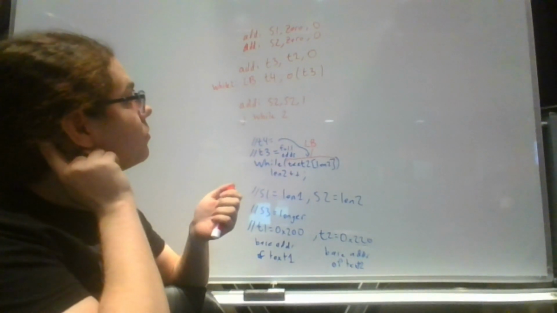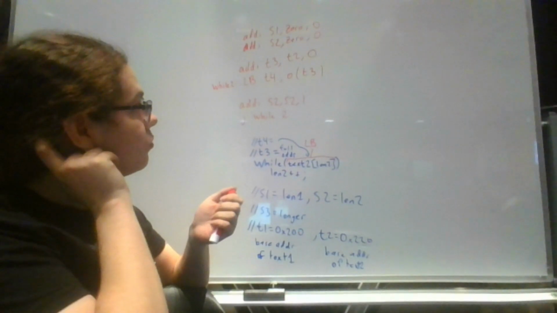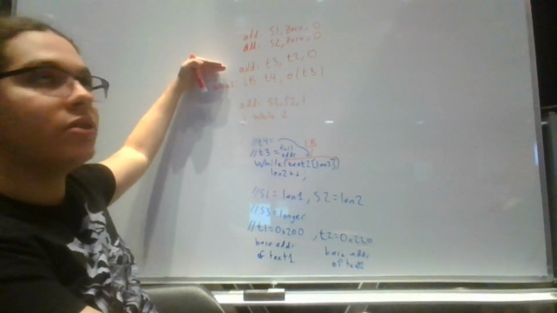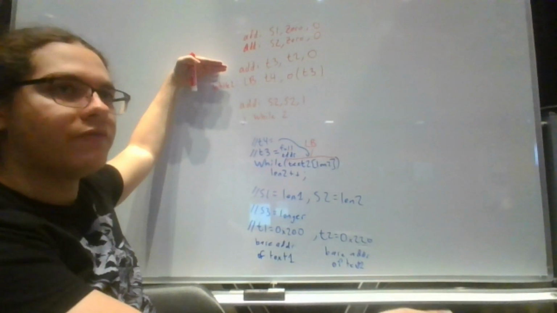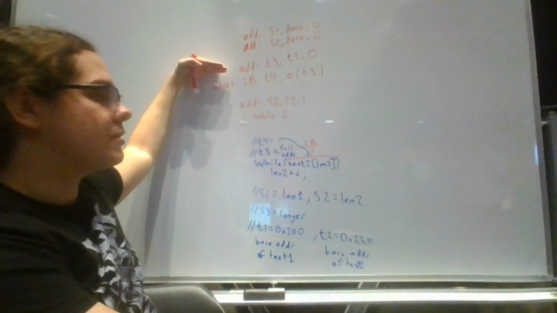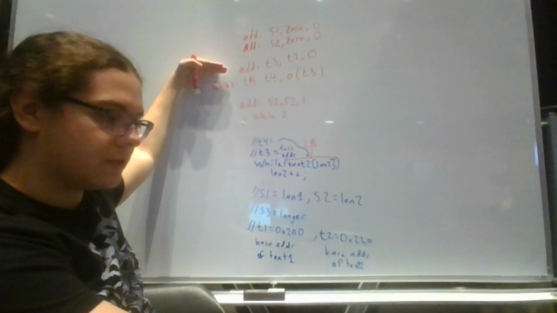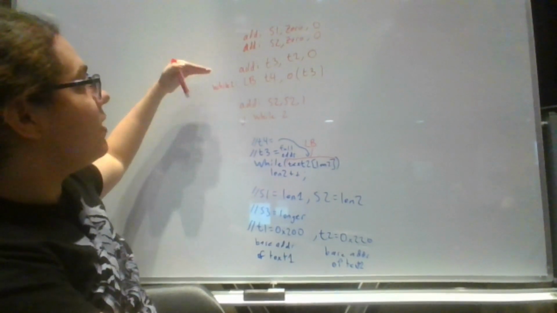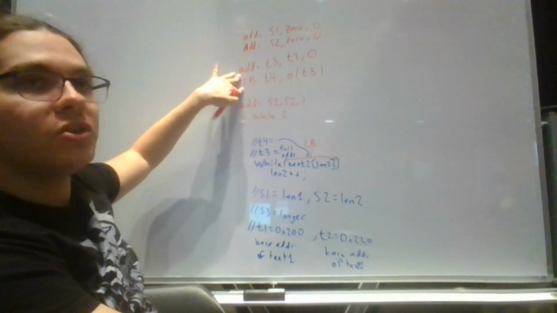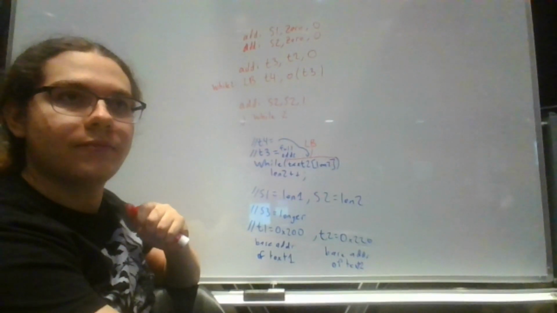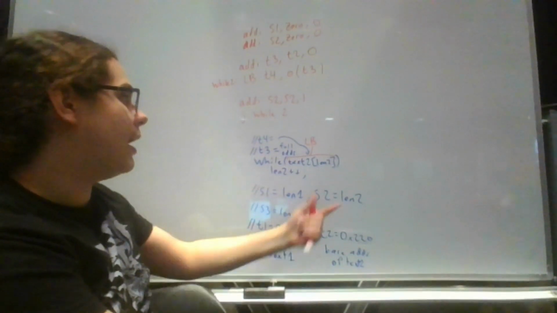Okay, so with that in mind, we need to now consider the fact that we have initialized T3 to a starting value, which is the base address. So T3 currently holds the base address, and then we read in the character at that base address, and then we have to check something. So we need to check the condition of the while loop.